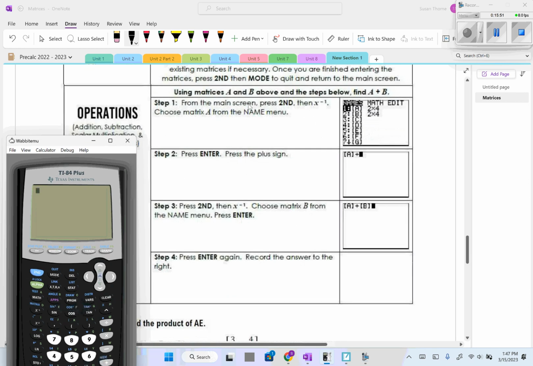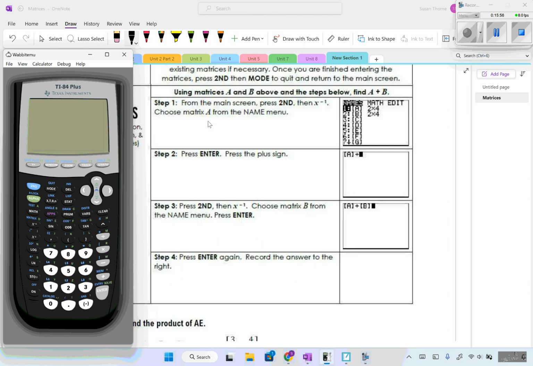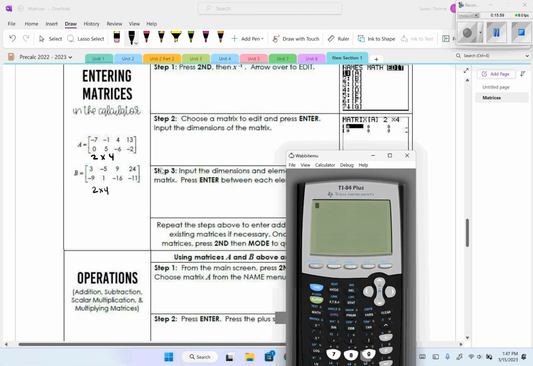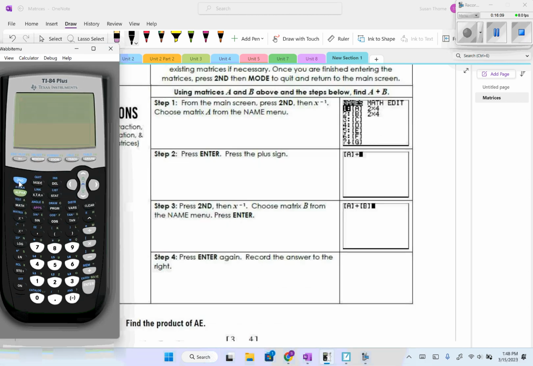So let's say we want to add matrix A and B. If we try to multiply these, we couldn't do it because the inside numbers would be 4 and 2 no matter which way we do it. So we'd have to add these together because they're the same dimensions. We go to second and hit the matrix button, and instead of going to edit, we just hit enter on the name. So we're going to do matrix A plus second matrix and scroll down to B. That's how we can do the operation. If we add these matrices together, this would be our solution.